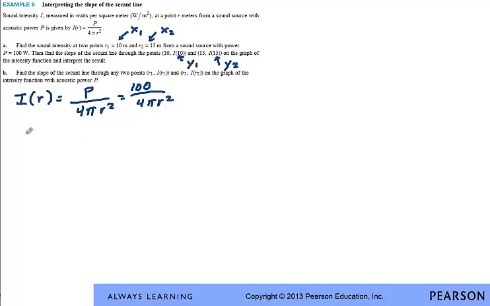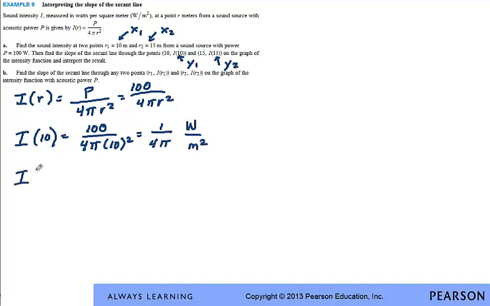I'll put my units in at the end just to make it not quite as messy. So I'm going to do I of r1, and r1 happens to be 10. So it would be 100 divided by 4 times pi times 10 squared. And this would yield 1 over 4 pi. Looking at units, that would be watts over, and my meters were squared here, so meters squared. I'll play this game again. I of 15, and this is going to be my y1 value, and this will be my y2 value. 100 over 4 pi times 15 quantity squared, and this would be 1 over, and by the time you reduce it and do your algebra, 1 over 9 pi watts per meter squared.